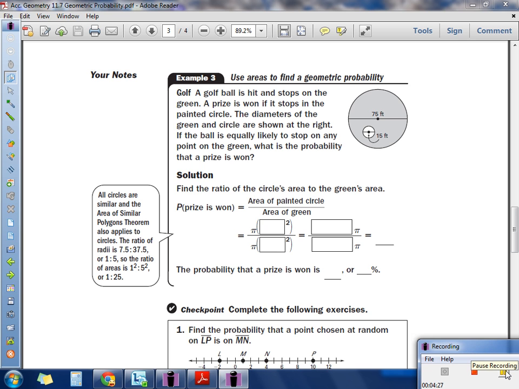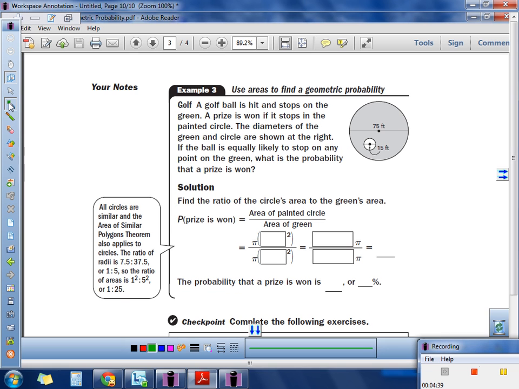For example 3, we're talking about a little golf course. They have a little prize. It says the golf ball is hit and stops on the green. The green is this larger circle. It says the prize is won if it stops in the painted circle. That's that white circle. So if you land in this small white circle, you get a prize. And the small white circle is on the large green. It says if the ball is equally likely to stop at any point on the green, what's the probability that the prize is won? So what we need to do is find the area of the small circle and put it over the total area.